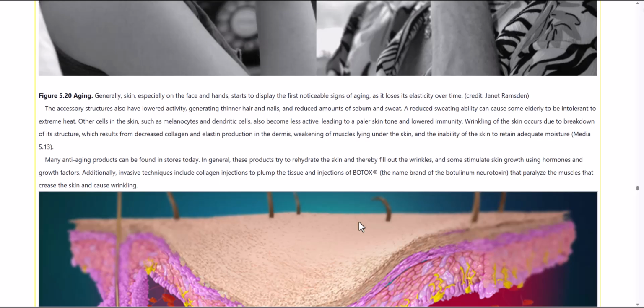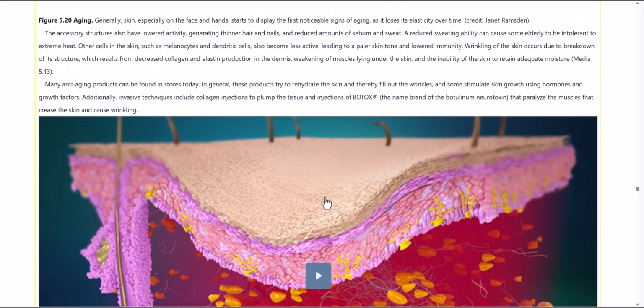We're going to produce less elastin, making our skin a little bit more brittle, if you will, not quite as stretchy. We're going to make a little bit less collagen, which is going to make our skin thinner and more prone to damage. So all those things are things we get to look forward to as we get older.